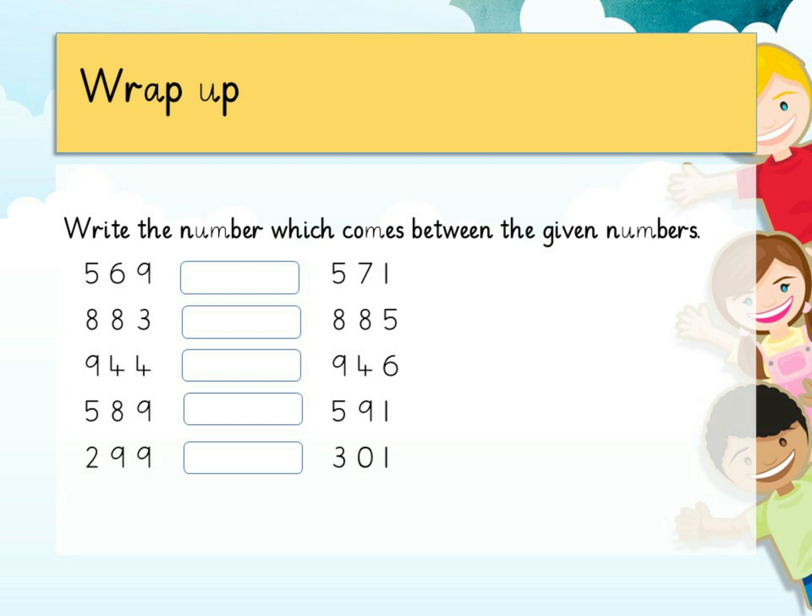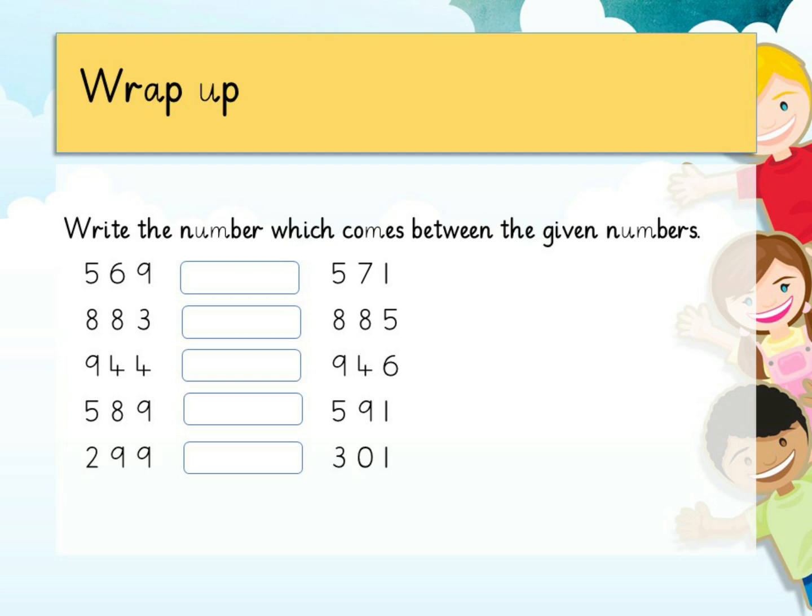In the same way, 883 and 885. Just observe carefully where the place values are being changed. Yes, at units place. So, 883 and 885 will be having 884 between. In the same way, after 944, it will be 945 and then 946.